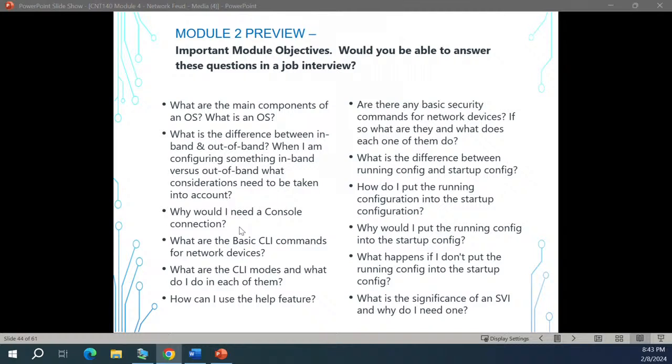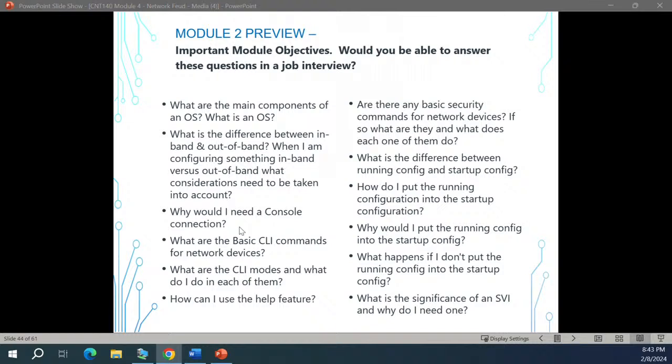What is the difference between in-band and out-of-band? Well, we talked about that, right? We talked about that this week on Tuesday. So you want to just revisit that and make sure you understand. If you're in-band, that's when you've built a little network, because next week we're going to build networks. And you're going to access that network with an out-of-band connection. Why do you need a console connection? What are the basic CLI commands? What are the modes? User, privileged, global. How can I use the help feature?